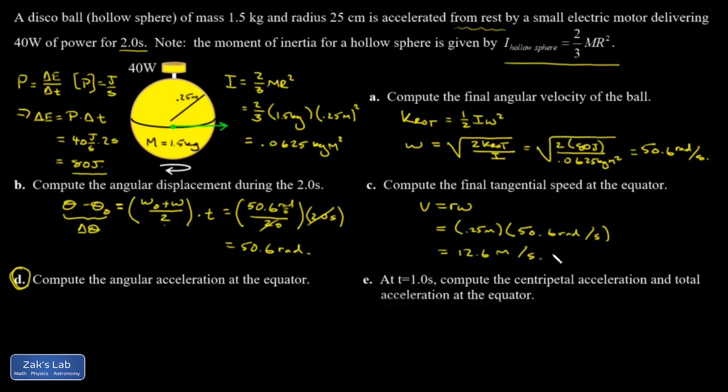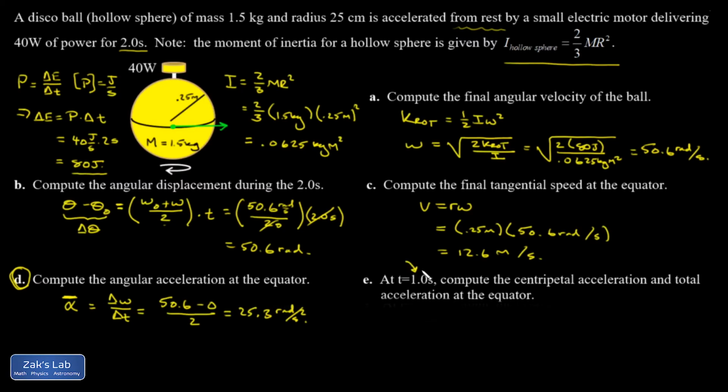Part D, compute the angular acceleration at the equator. Technically we're talking about an average angular acceleration here, but if I tell you the angular acceleration is constant, then that's equal to the average value. I have delta omega over delta t, and final angular velocity was 50.6, initial was 0, delta t was 2, and I end up with 25.3 radians per second squared.